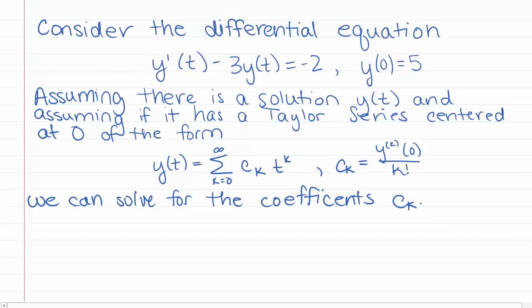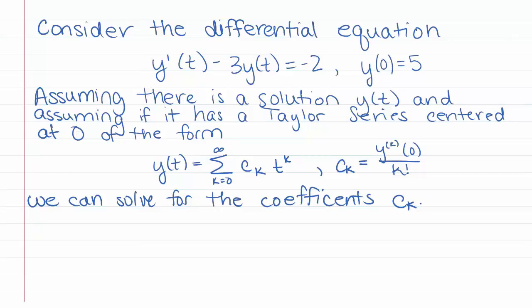Consider the differential equation y prime of t minus 3y of t equals negative 2, and we know that y of 0 is 5. And we're going to use Taylor series to try to solve this differential equation. This is one of the most powerful applications of Taylor series. This is going to be a really simple example, but you can take courses and courses on just solving differential equations, because they come up quite a bit in applications.